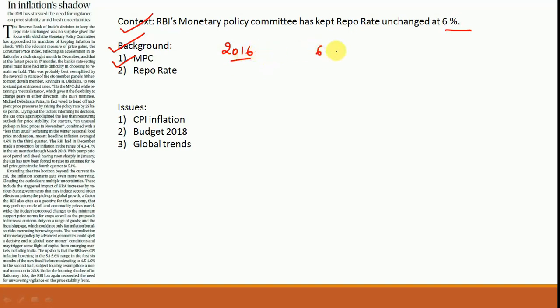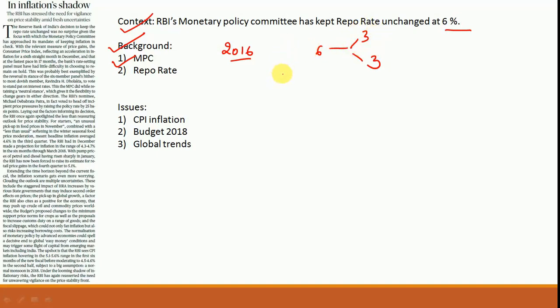It comprises 6 members. Of these 6 members, 3 are from the RBI and 3 are from the government. The ex officio chairman is the RBI governor, and in case of a tie between these members, it is the casting vote of the RBI governor that matters. So that is something that is important.